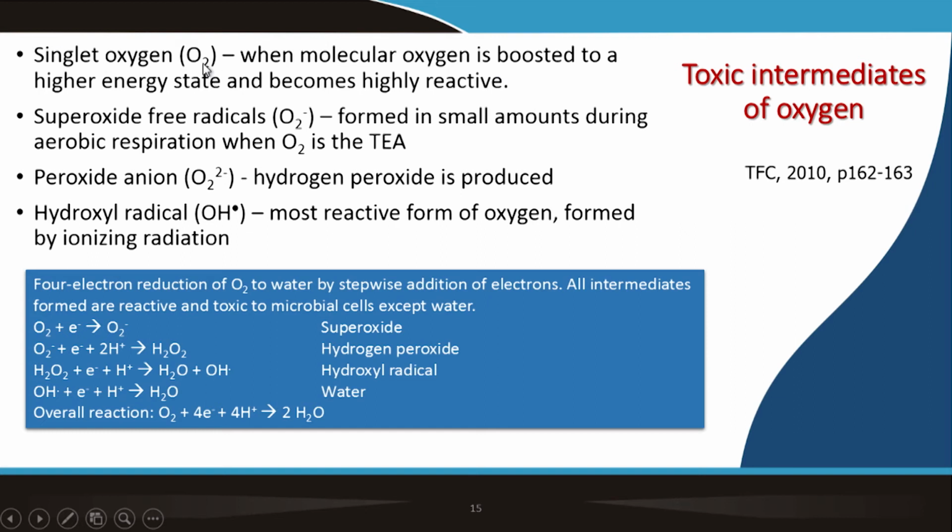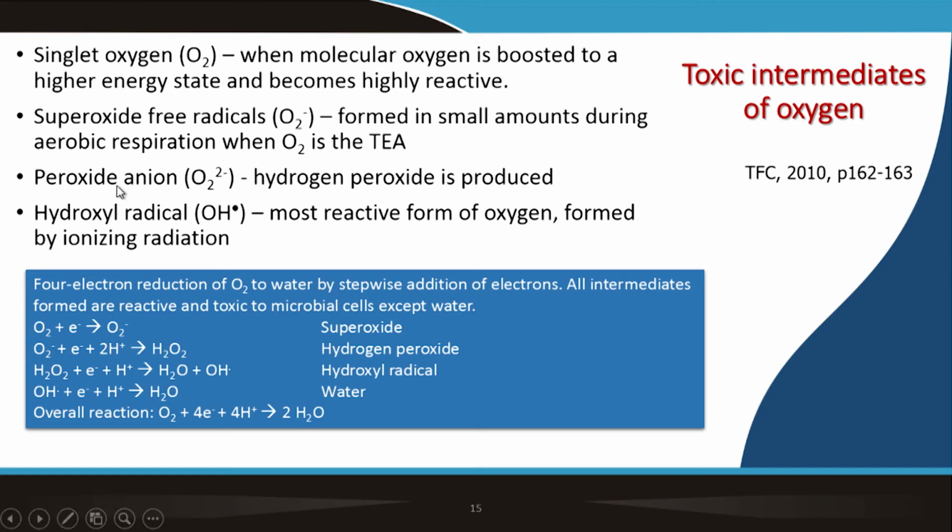So we have singlet oxygen, which I said is molecular oxygen. Basically the molecule is boosted to a higher energy state, it becomes highly reactive, and that's one of the toxic intermediates. Then we have superoxide free radicals, O2 minus, which is formed in very small amounts during aerobic respiration when molecular oxygen is the terminal electron acceptor.